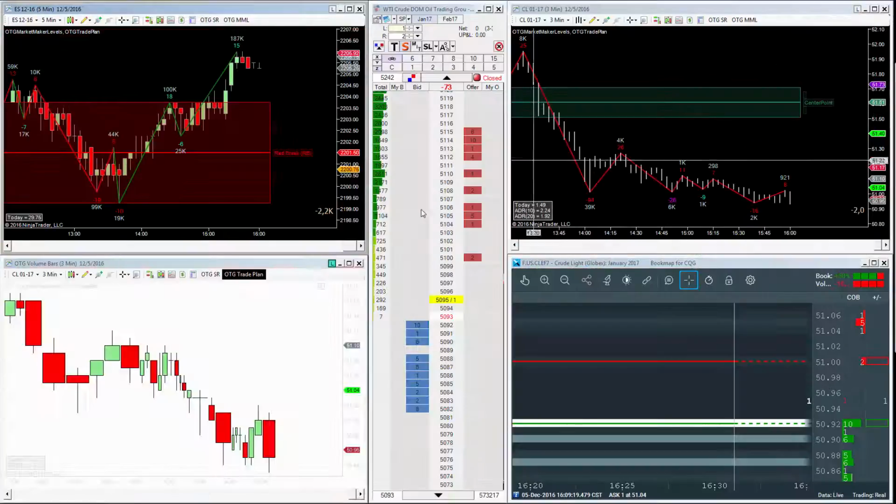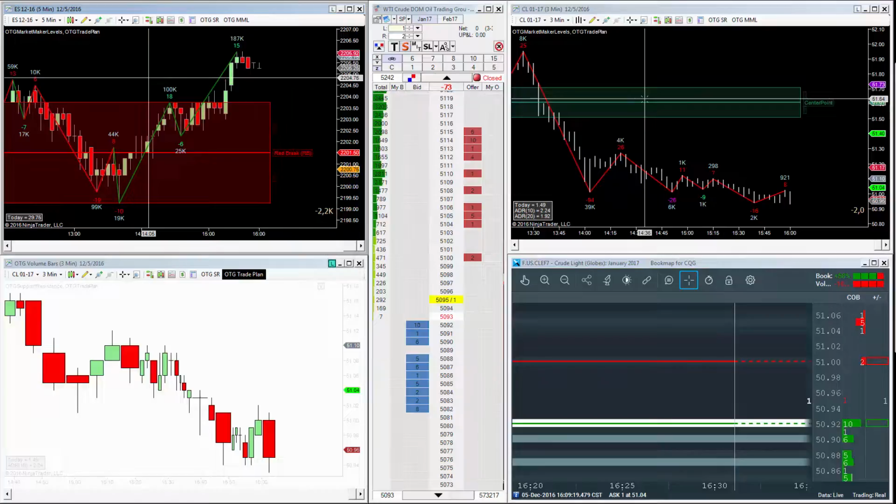We didn't take anything over there. I tried to take a short off of one of our resistance levels based on volume. I got hit but no fill, and the market ultimately went in our favor, but I was hit but no fill and didn't get in. So no trade over there. I did take one trade on the CL today. We're going to take a look here.